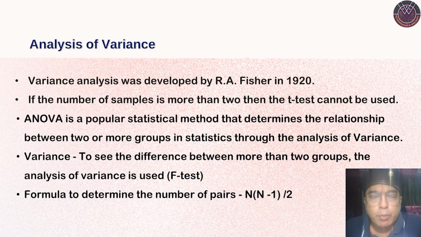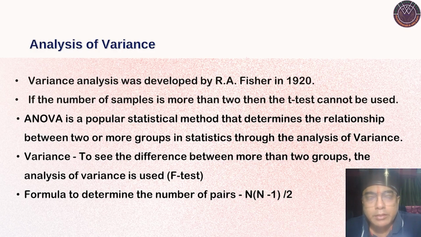So ANOVA is a popular statistical method that determines the relationship between two or more groups in statistics through the analysis of variance. Although you can do it for 2 groups also, the t-test is always better than performing ANOVA. But it is widely used whenever the number of groups is more than 2. So to see the difference between more than 2 groups, the analysis of variance is used.